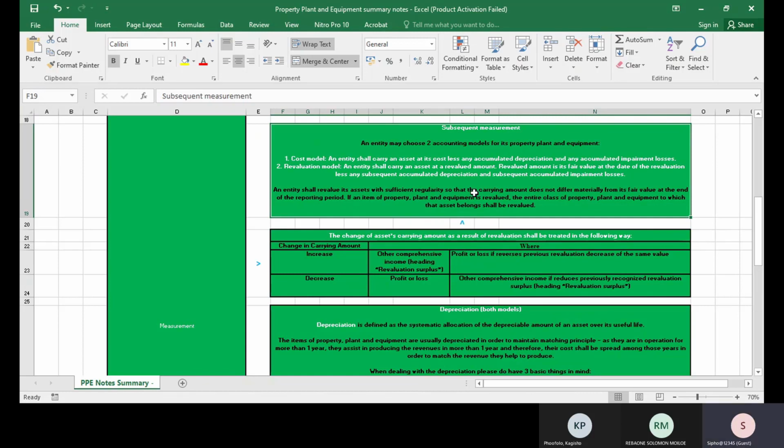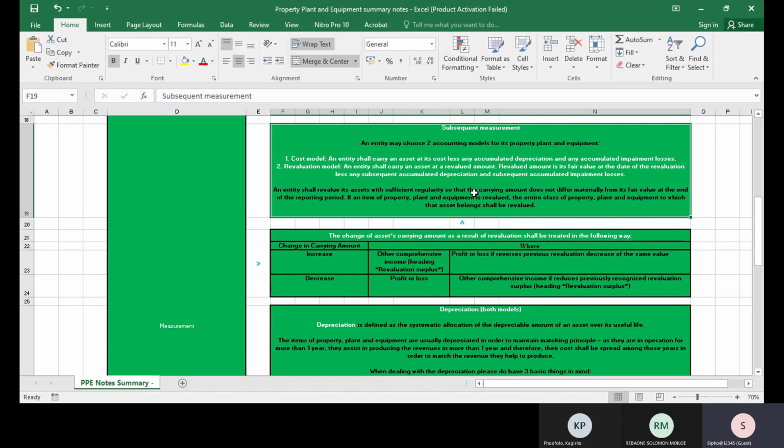When you have a revaluation model, an entity shall carry an asset at a revalued amount. The revalued amount is its fair value at the date of the revaluation, less any subsequent accumulated depreciation and subsequent accumulated impairment losses. In this case, you have an asset which has an initial cost, but every year you measure it in terms of the fair value. So obviously, that will change from the initial cost, but at the same time you are depreciating it over the years. That's the difference between the two models.